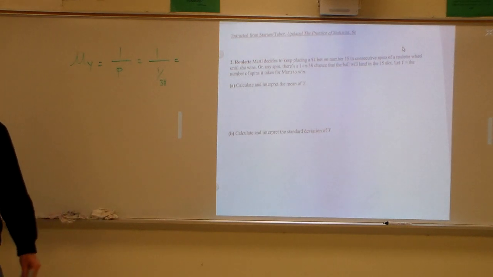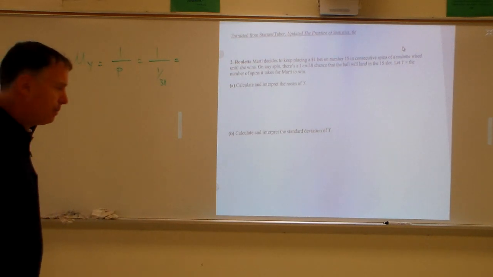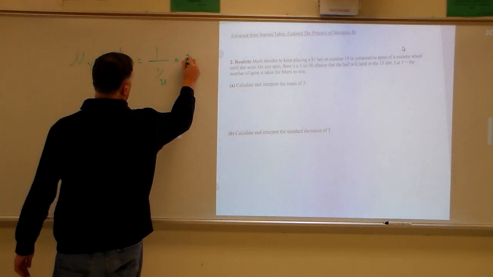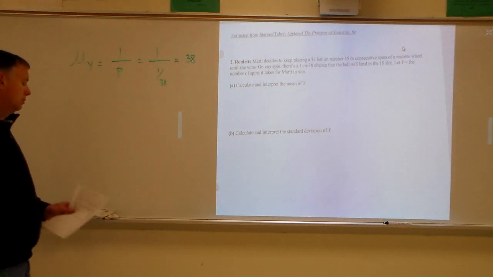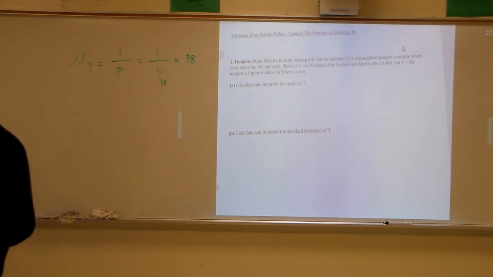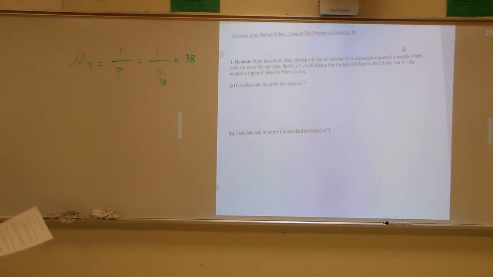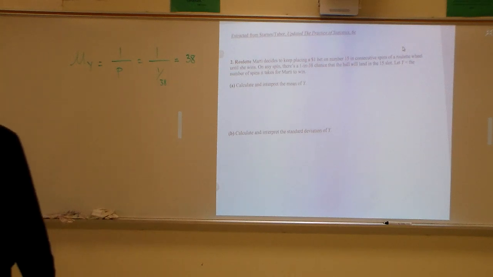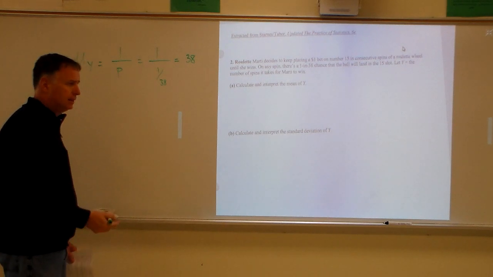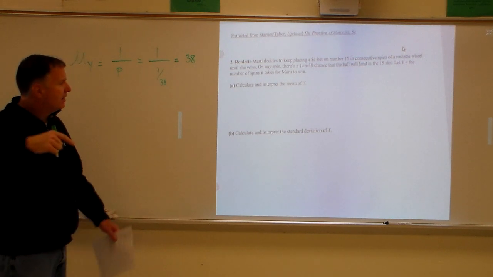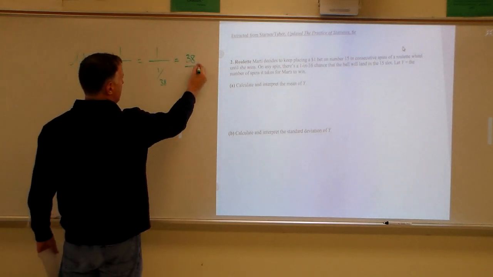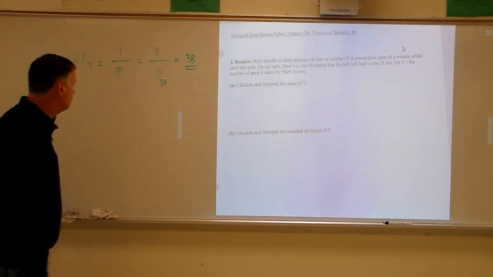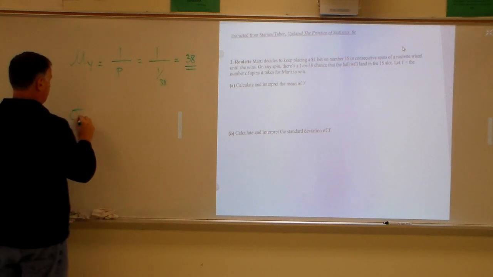Hope you got this one. Dividing is the same as multiplying by the reciprocal, so this should be 38. 38 spins, we're talking roulette. If you play many, many games, the average number of games that you would need to play for that ball to land in the 15 spot would be 38 games. Standard deviation.